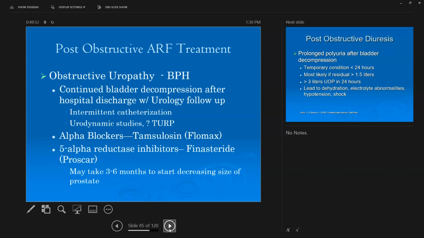Also, sorry, that was a little backwards, that slide was out of place. If they do have obstructive uropathy, also think about Flomax, finasteride, Proscar. Those probably need to be started in an inpatient setting, and they take several months to work, so it's not anything you're going to see right away. Do you guys remember the Flomax?